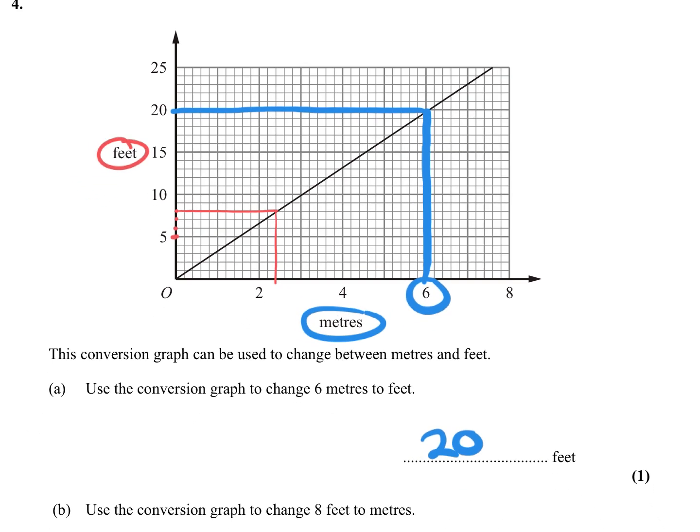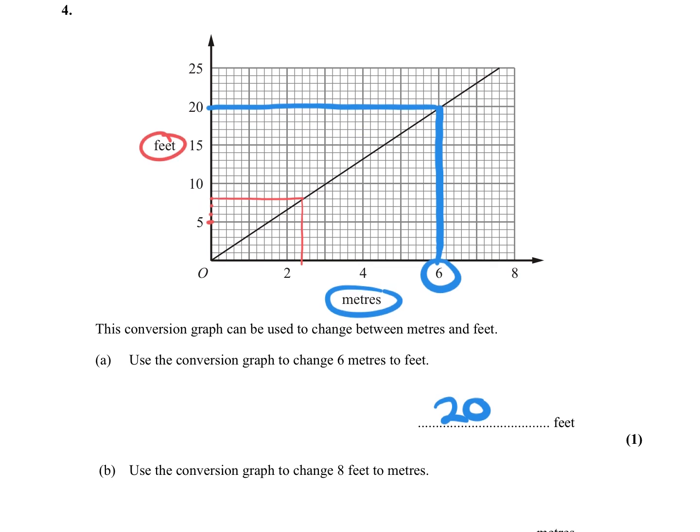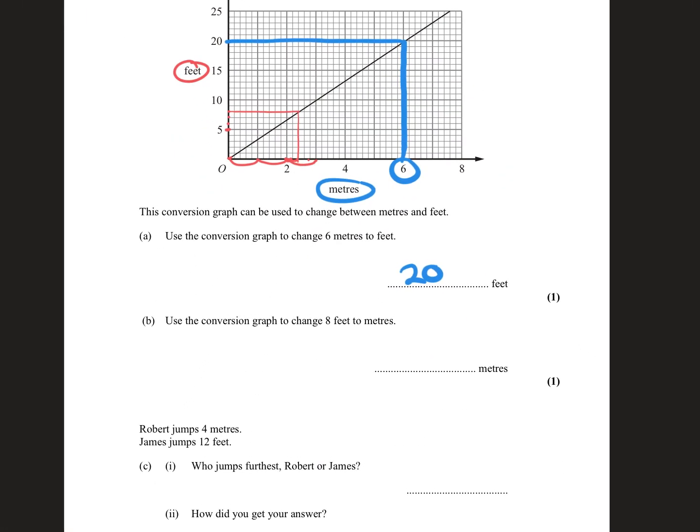Now we need to work out what the scale is going up in. So if this is 2, that's not 1 and then 2. But that means that between here and 2, we've gone to 3. So it's 2 point something. So that would be 1, 2, 3, 4, 5. So we're dividing 1 into 5. So that means each of these is 0.2. So that's 2.2 and then 2.4. So 8 feet is 2.4 metres. Okay, next question.